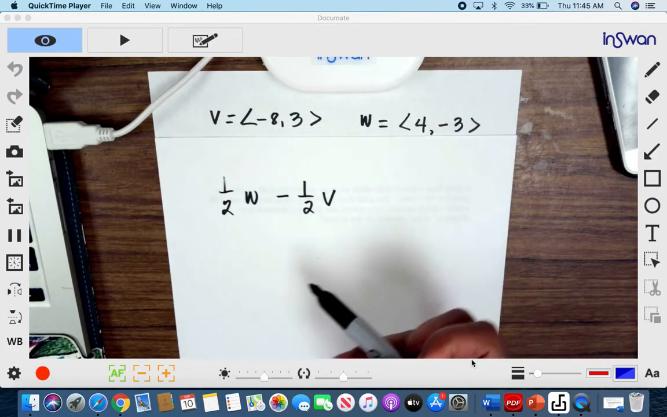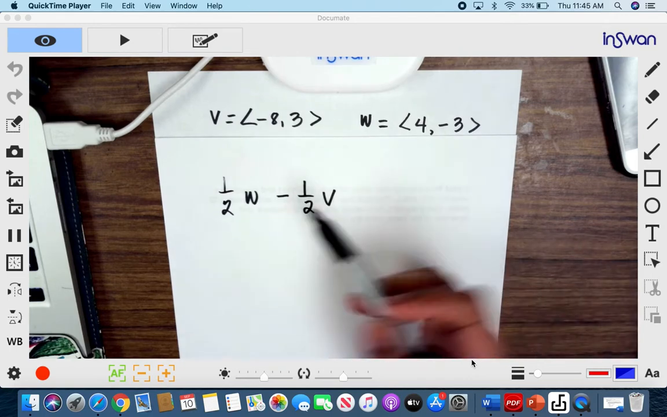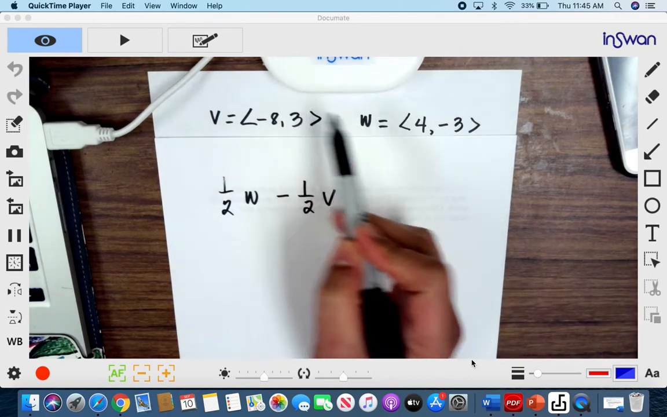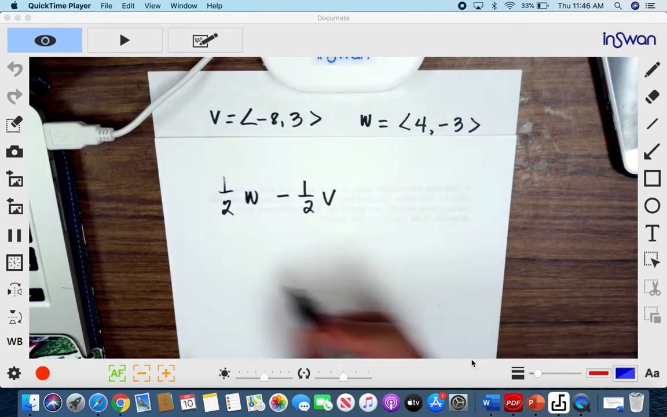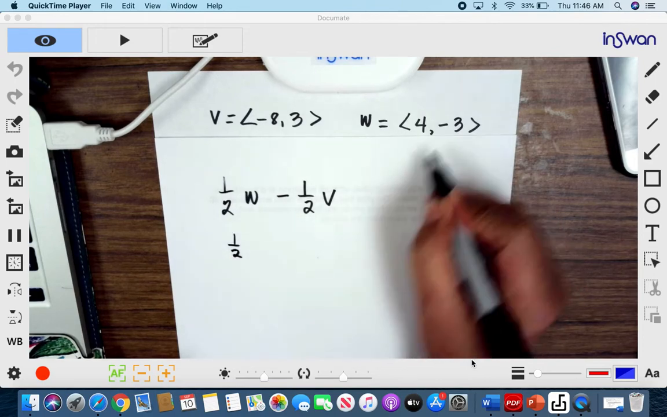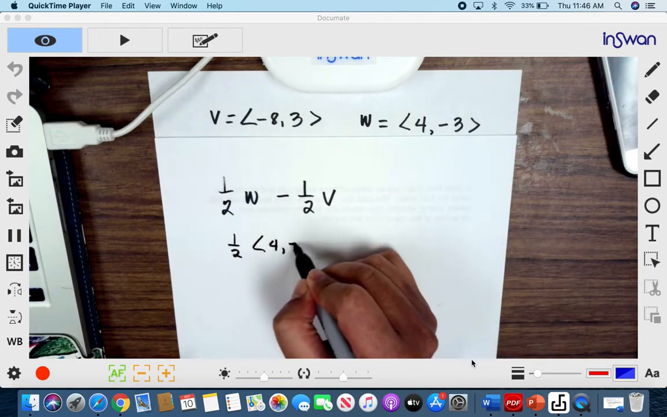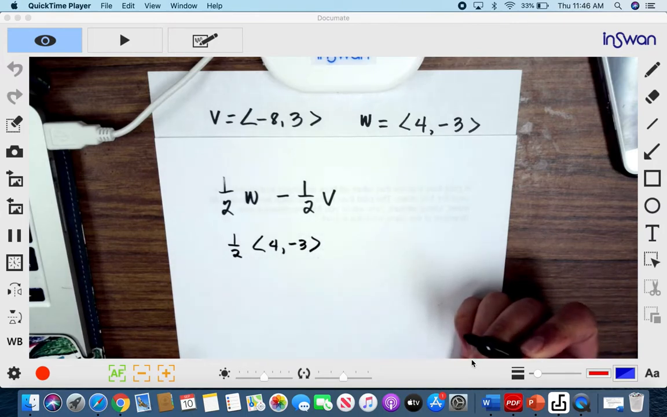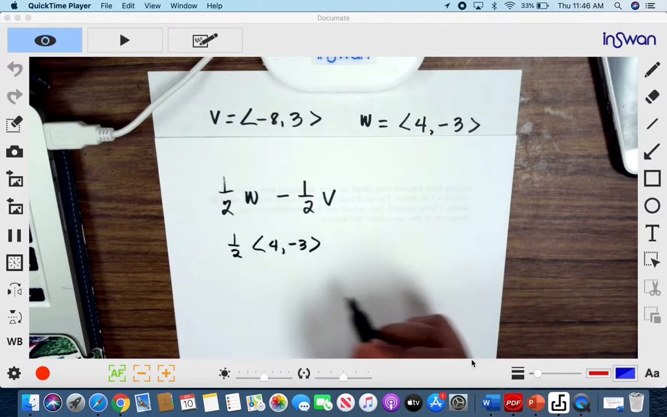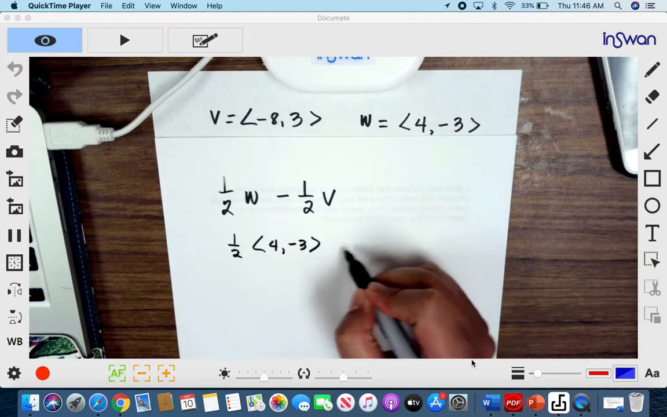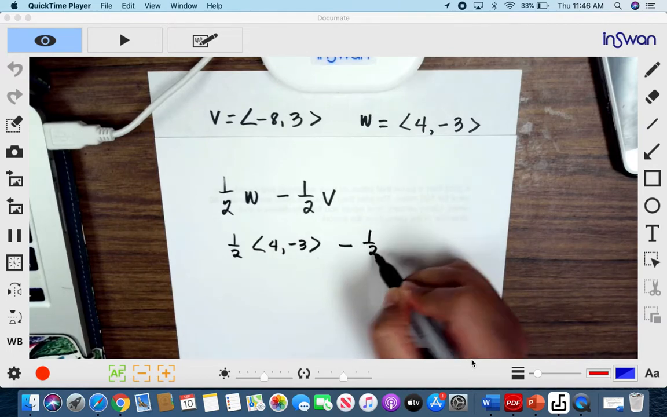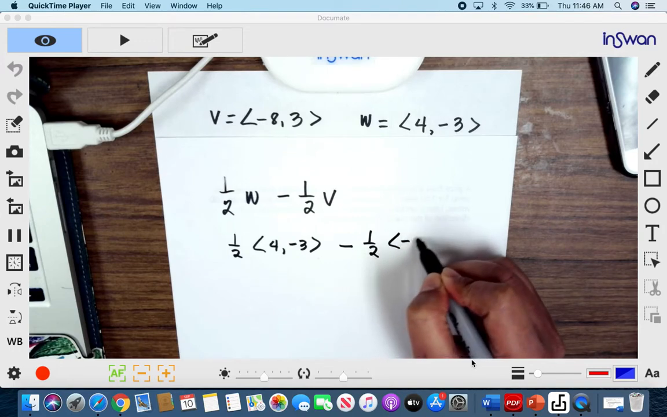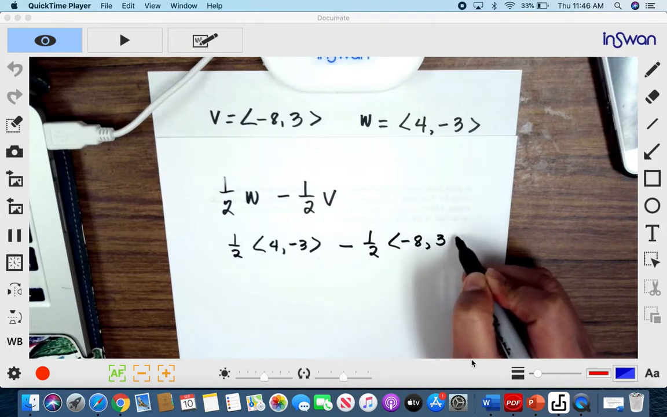Okay. We have 1/2 w minus 1/2 v. So be careful of the direction. This is from w to v. So this means 1/2 of w, which is (4, -3). Of course, it's good to do shortcuts, but if you want to be really sure and be careful, you have to do the process step by step. Minus 1/2 of (-8, 3).